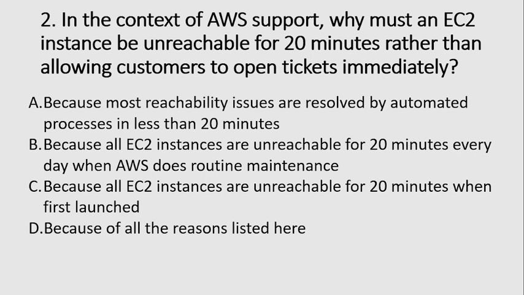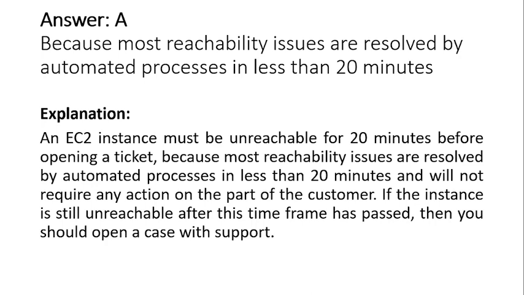Let's check the answer. The answer is A, because most reachability issues are resolved by automated processes in less than 20 minutes. An EC2 instance must be unreachable for 20 minutes before opening a ticket because most reachability issues are resolved by automated processes in less than 20 minutes and will not require any action on the part of the customer. If the instance is still unreachable after this time frame has passed, then you should open a case with support.